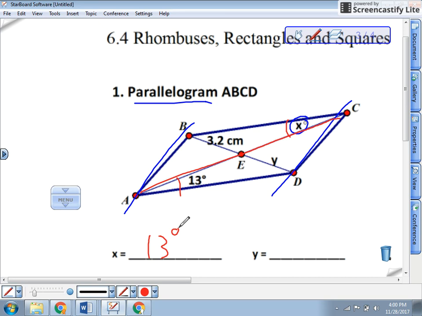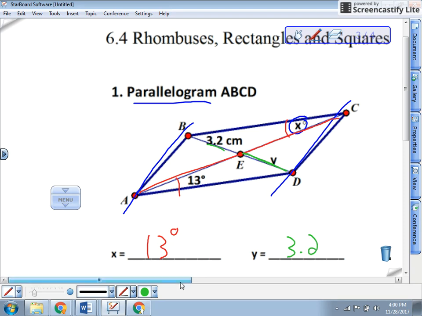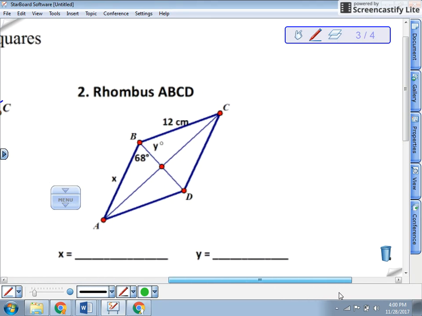Okay, now where's y? Okay, well, y is right here. It's part of a diagonal. So what properties do we know about diagonals? Oh, they bisect each other. If this side's 3.2, that means that side's 3.2. You're done. All just based off knowing those properties.